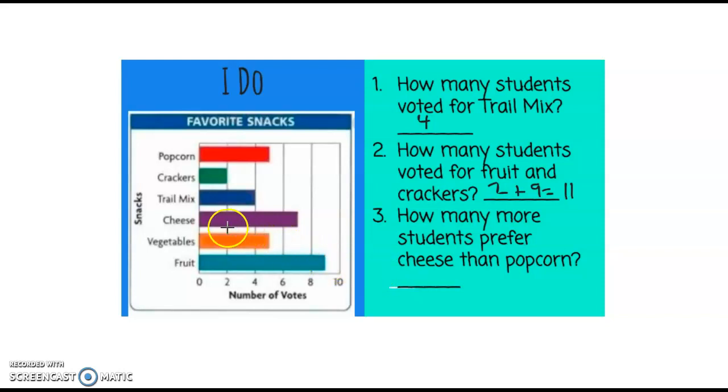So we have cheese here, 7 votes. And popcorn has 5 votes because it's in between 4 and 6. And I know that 7 minus 5 equals 2.